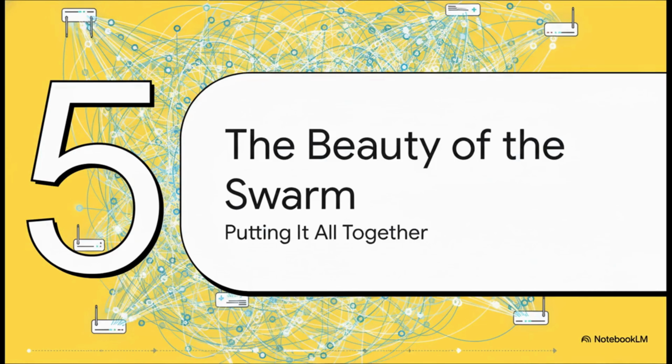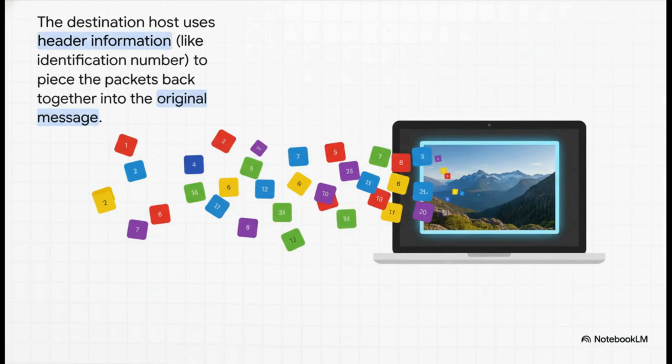Okay, let's zoom back out for a second and appreciate why this whole system, which sounds a little chaotic, is actually a thing of absolute beauty. So after traveling on all these different paths and arriving at slightly different times, all our scattered packets finally make it home. The computer on the other end looks at that header information on each one and, just like putting together a jigsaw puzzle, reassembles them back into the original perfect photo.